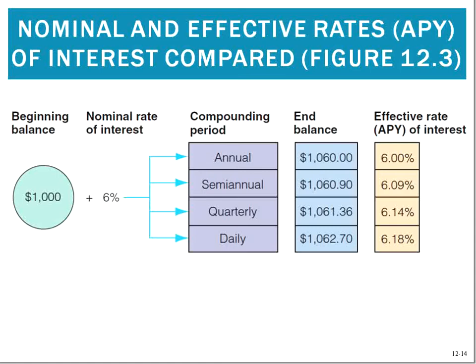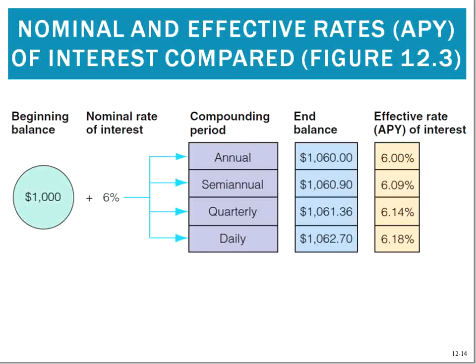So let's take a look at this in the big picture. So beginning balance, we have $1,000. The nominal interest rate stays the same, 6%. Okay? But now let's look at the 4 different ways of compounding it: annual, semi-annual, quarterly, and daily. Okay, we didn't do monthly in this one, but that's okay.